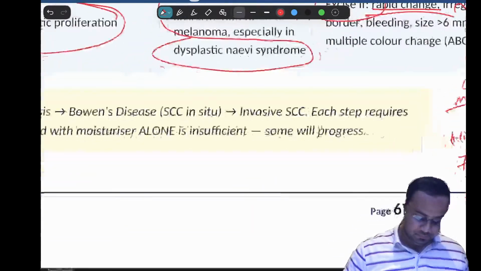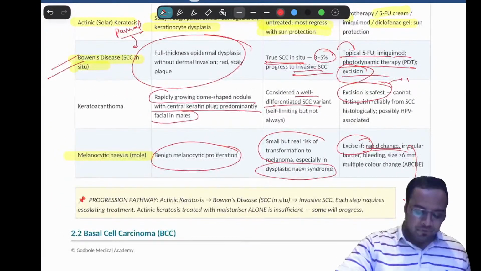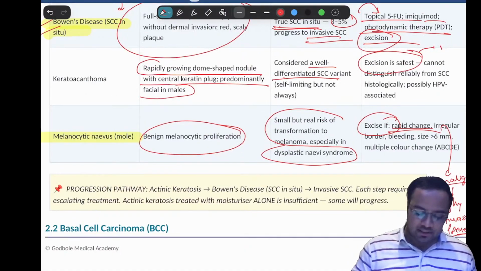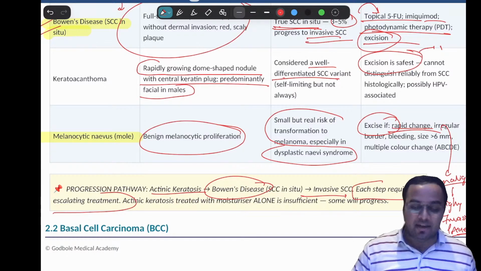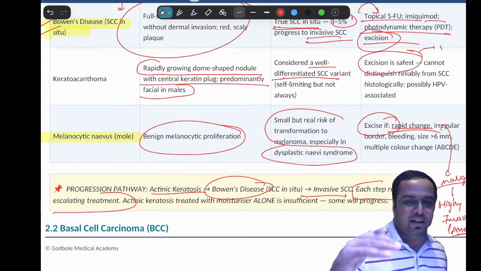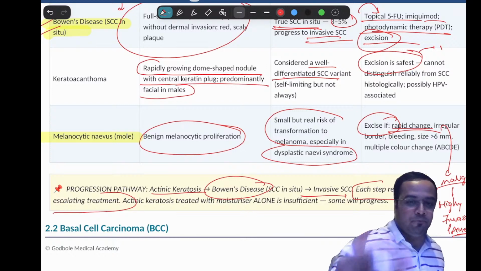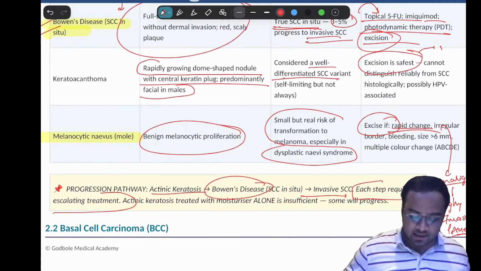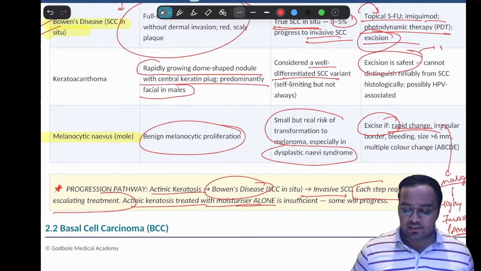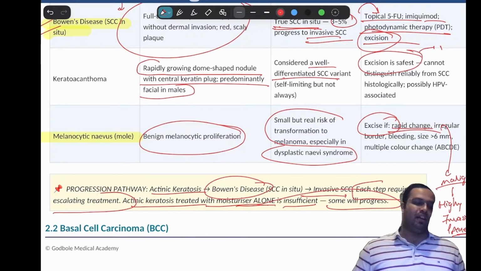Don't keep it. So what did we say? In the progression pathway, actinic keratosis is going to progress to Bowen's disease, and then it is going to progress to invasive cancer. And each step requires escalating treatment. First we apply 5-fluorouracil or imiquimod cream. Then we step up to excision. Then if it goes to SCC, it requires a radical resection. Actinic keratosis is treated with moisturizer alone, but still some will progress.